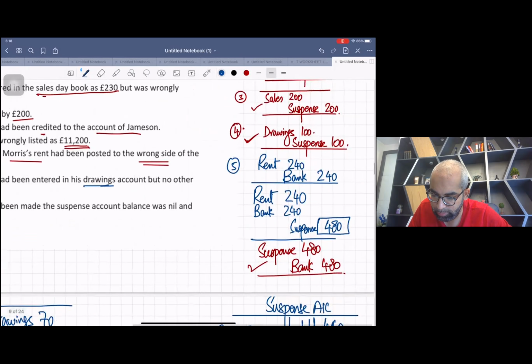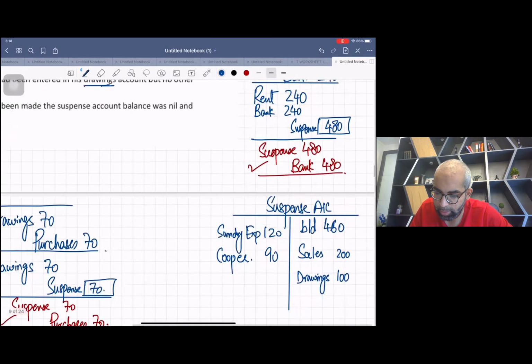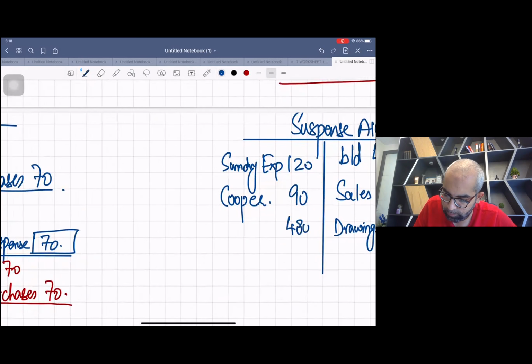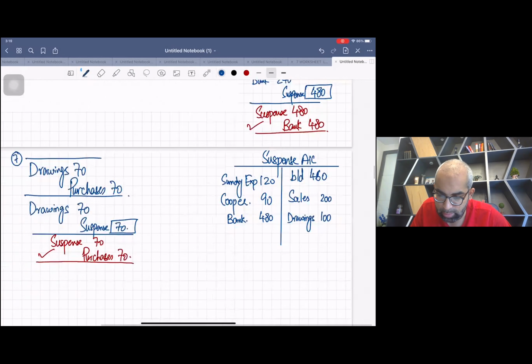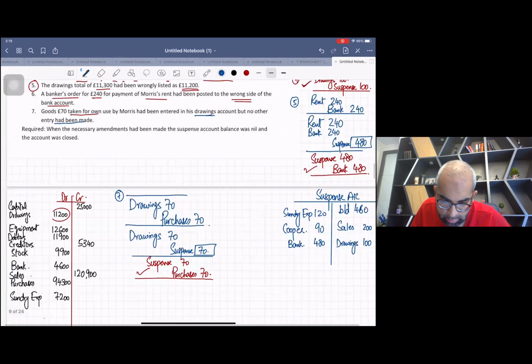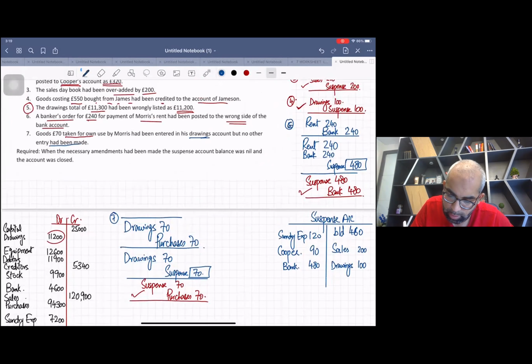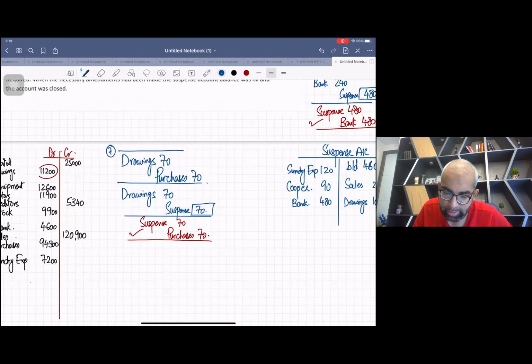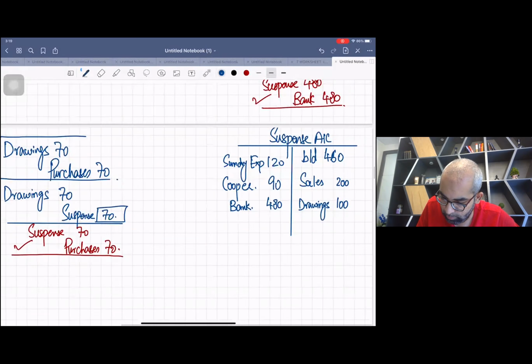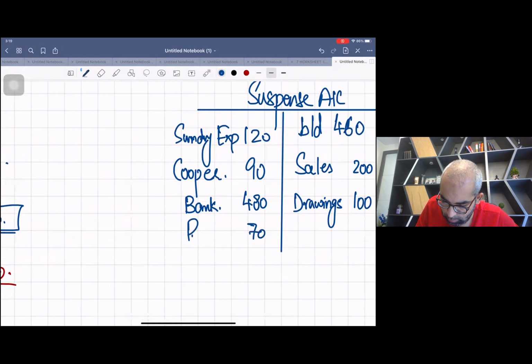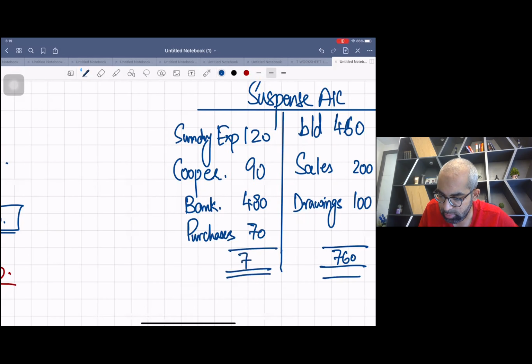Then in the fifth entry, suspense on the debit side 480. We'll write bank. In the seventh entry, this was sixth, in the seventh entry, suspense again on the debit side. Now please check it out. This should be 760, and this side also, if you add, 760.